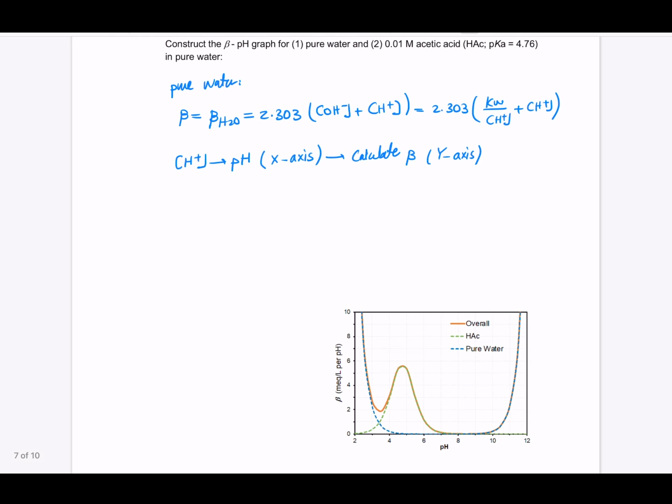So this is just for the case of pure water. And if you do that, the blue dashed line would be the resulting figure, beta as a function of pH. So the graph is something like this one. There is almost no contribution to the buffer intensity between pH 5 to 9, but it would contribute significantly if you go higher on either tail. So the blue dashed line is only pure water.